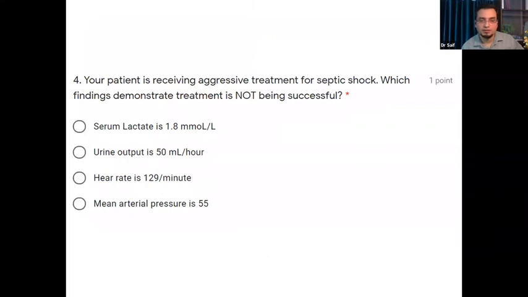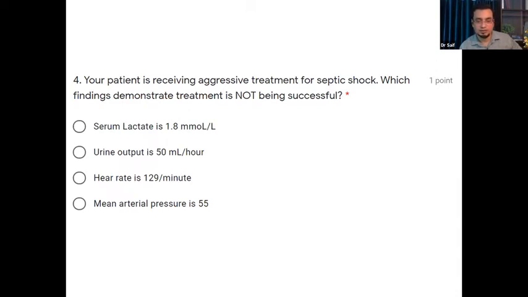Now your patient is receiving aggressive treatment for septic shock. Which findings demonstrate the treatment is not being successful? That is a good question. Whether the serum lactate is 1.8 is a good sign or bad sign. Urine output is 50 ml per hour. Heart rate is 129 per minute. Mean arterial pressure is 55 millimeter of mercury. So which one is the bad sign that the patient is not responding?